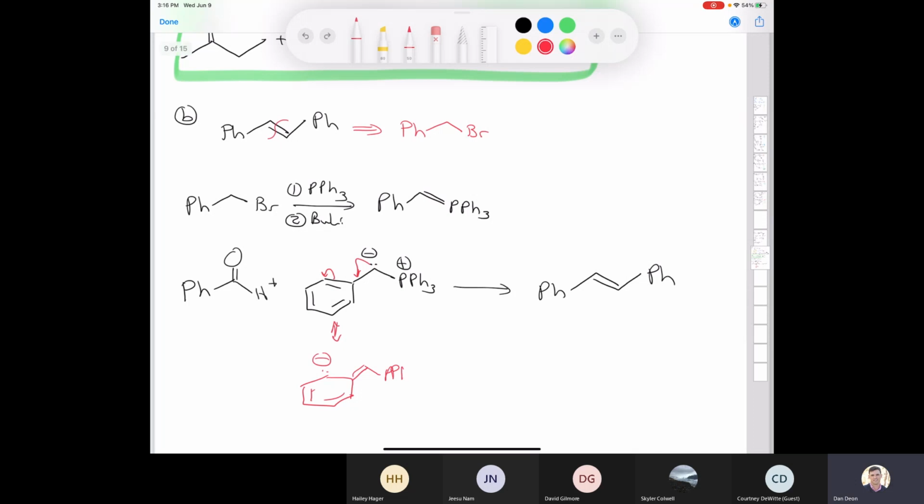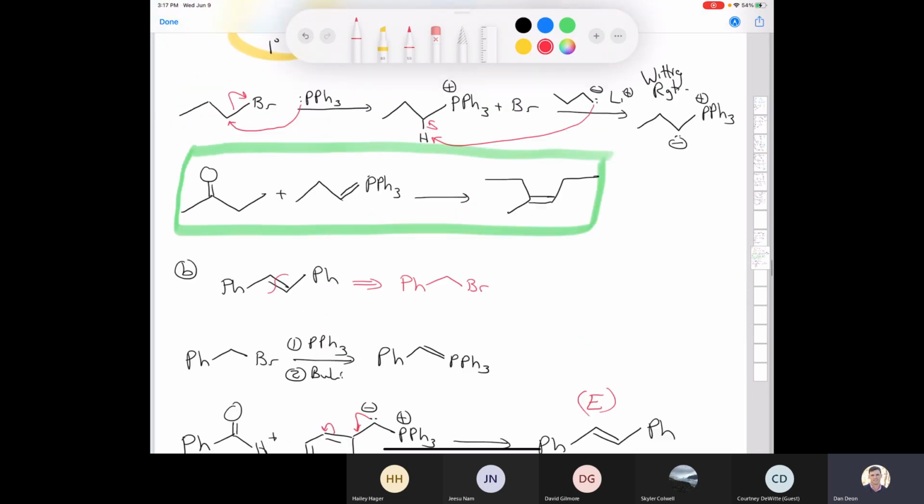Okay, and you could spend the time drawing out all the resonance contributors, but that's the bottom line. Okay, since this is, and I'll just write it down here, this is a stabilized Wittig reagent. Therefore, it's going to give you the E alkene. And we end up with the E product like that. There we go. So that's some good practice on Wittig chemistry.